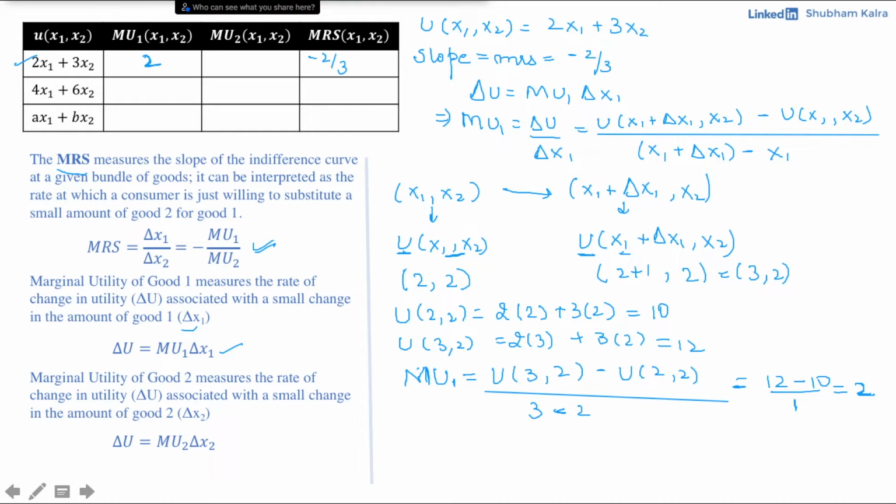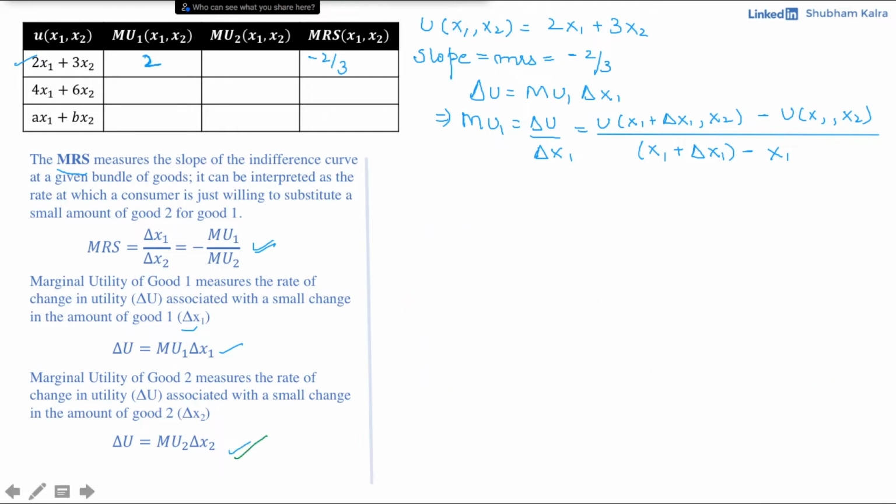units. Now, following the same process, we would be able to calculate the marginal utility of good 2, where instead of increasing the amount of good 1, now we would be changing the amount of good 2. So let's do that. Now from here, we know that delta u is equal to mu2 multiplied by delta x2. Again, rearranging this, we would be able to get mu2 is equal to delta u with respect to delta x2.